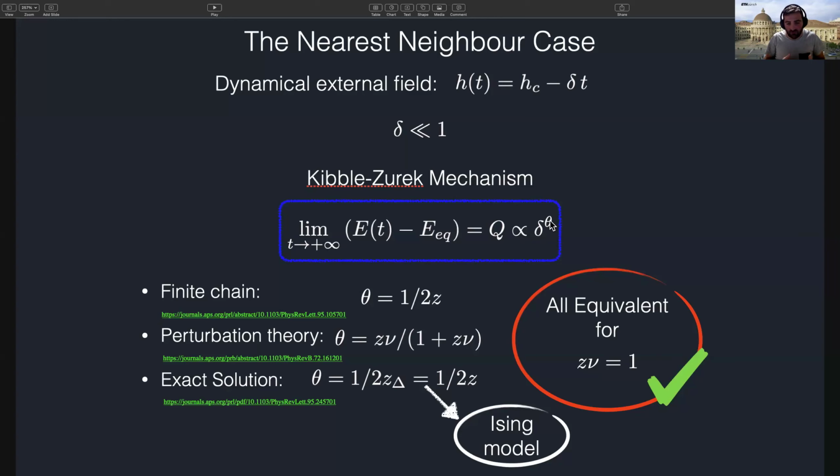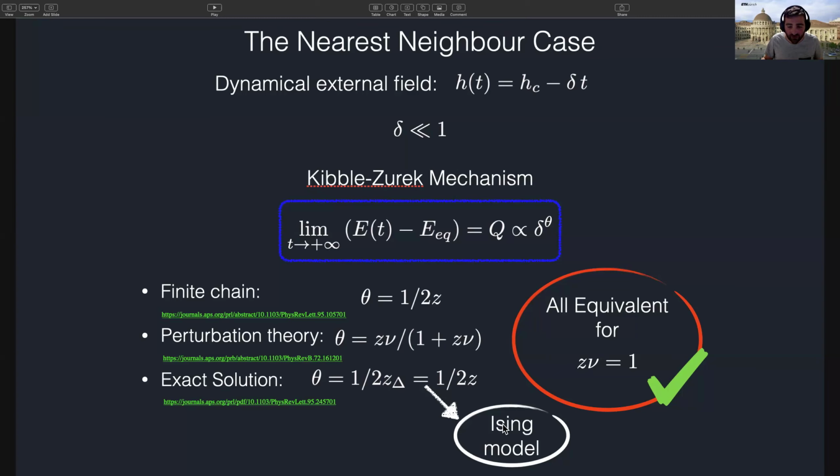And this exponent theta can be related to the equilibrium critical exponent exactly in the way that I described to you before, due to the fact that the length of the defect is basically the freezing length. So as I said, there were two arguments, one for the finite chain, one from adiabatic perturbation theory. And then a bit after, I think one year after those arguments came out, there was also an exact solution given by Dziarmaga of the quantum Ising chain problem with nearest neighbor interaction. And as you see, all of the results for this dynamical critical exponent theta were different.